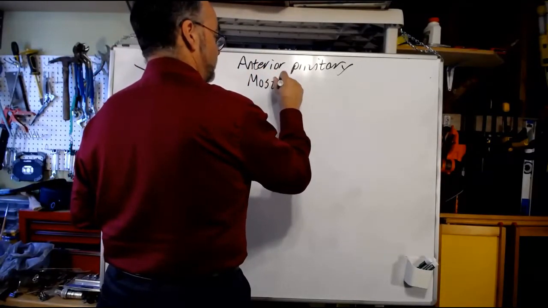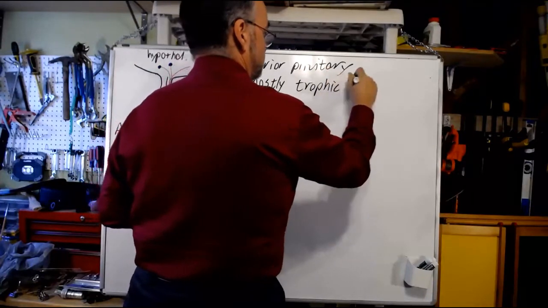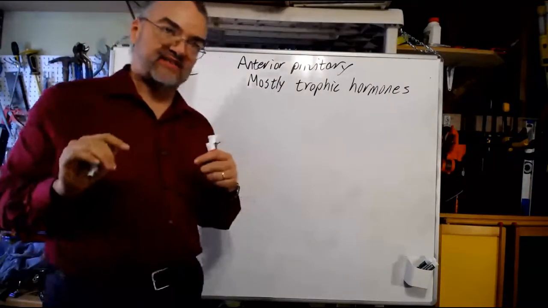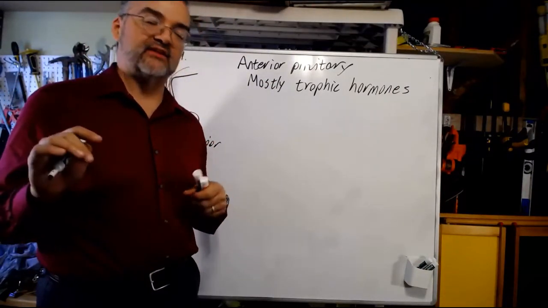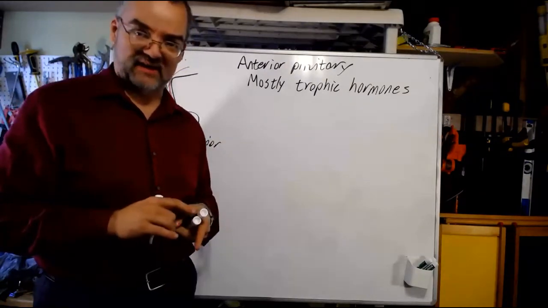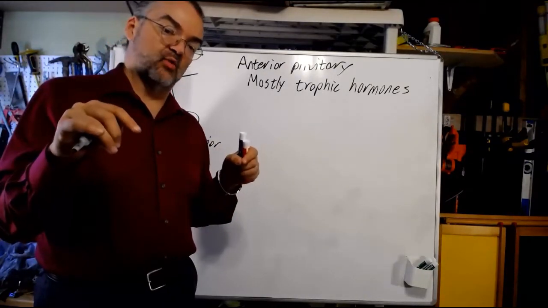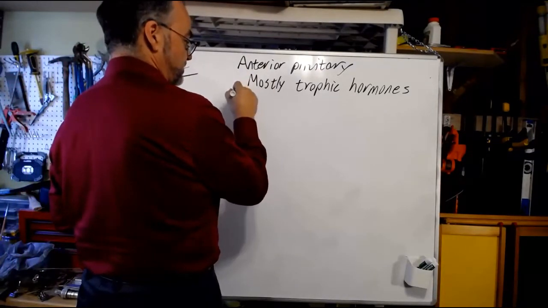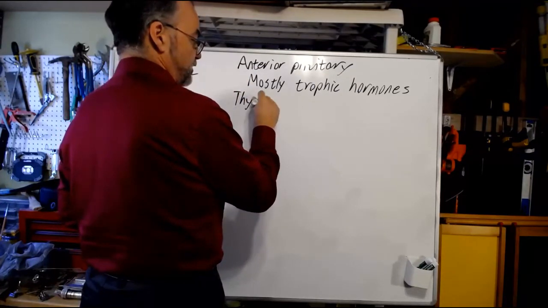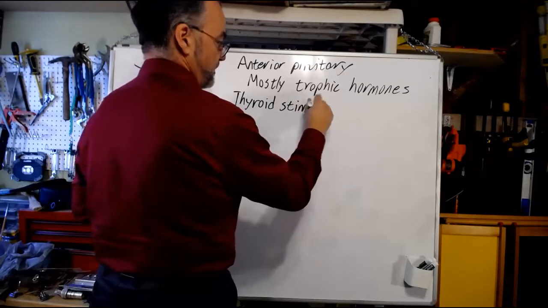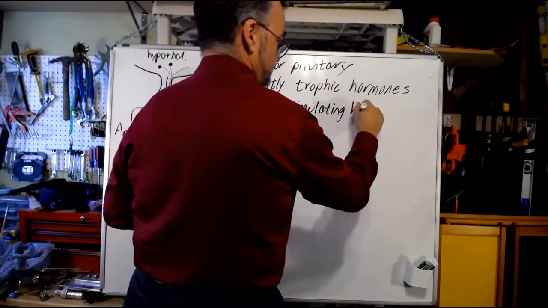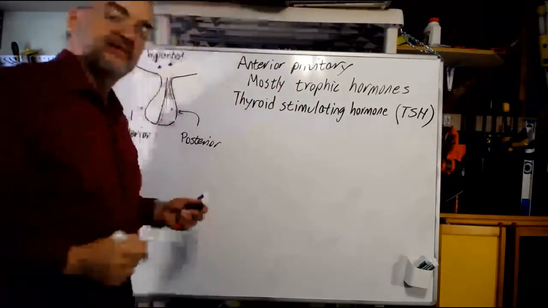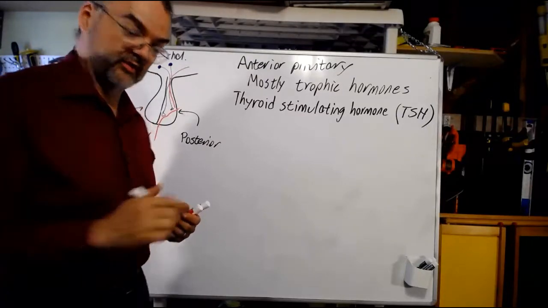So this is mostly secreting trophic hormones, which means hormones that target other glands. So rather than necessarily directly causing an effect, although sometimes they do, their effect is more to control the secretion of other hormones. So here are the ones that the anterior pituitary puts out. Something called thyroid stimulating hormone, which is usually just called TSH. So that controls the release of thyroid hormones from the thyroid gland.